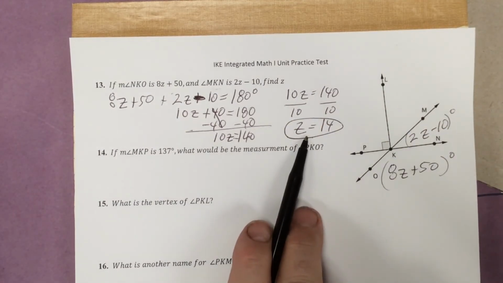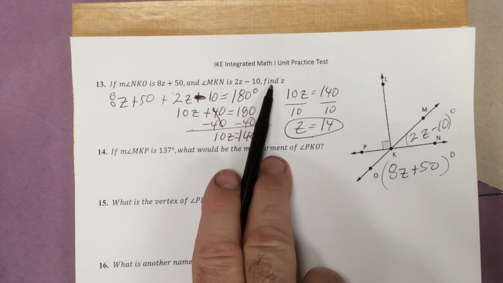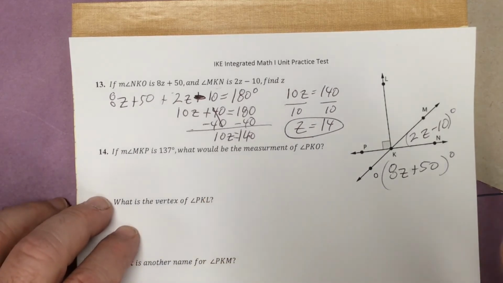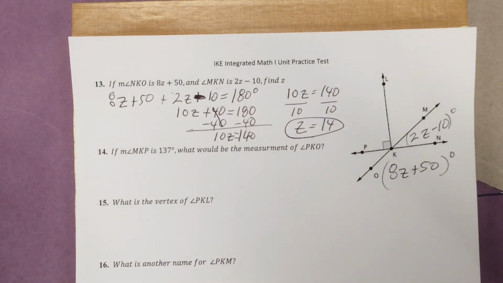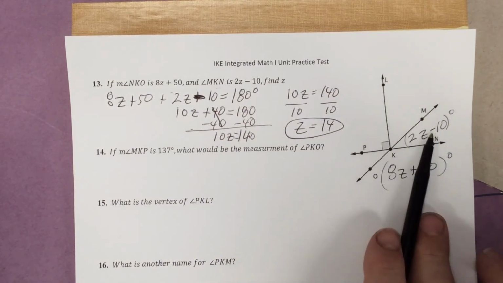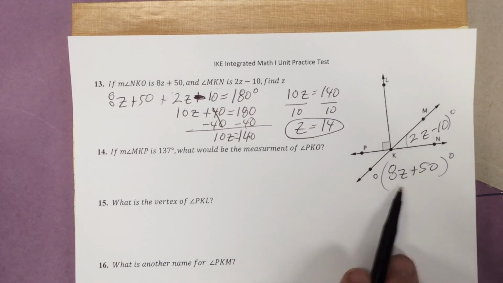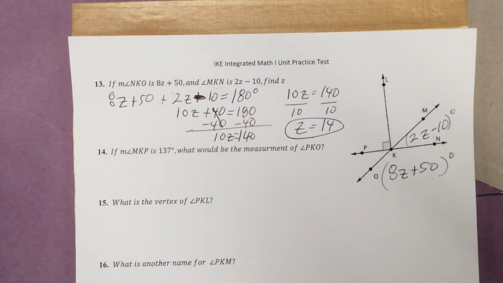Now, go back and make sure that's what they're looking for. And in fact, this is the case that they are looking for z. We have it here, and that's going to be equal to 14. And not degrees, it's just 14. The angles will get measured in degrees, and if we wanted the angles, we could put z in these and get both those angles. Last question, number 14. It says that the measure of angle MKP is 137. What would the measure of angle PKO be?